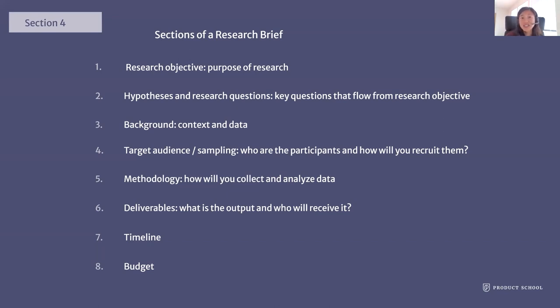The next section contains hypotheses and the key research questions. It states the assumptions going into the research. It also states the specific research questions that we're trying to answer. I recommend, for the number of questions, keeping it to one to maybe three questions at most. Keep your research questions focused. The questions should flow from the research objective and articulate exactly what it is that we're trying to answer.